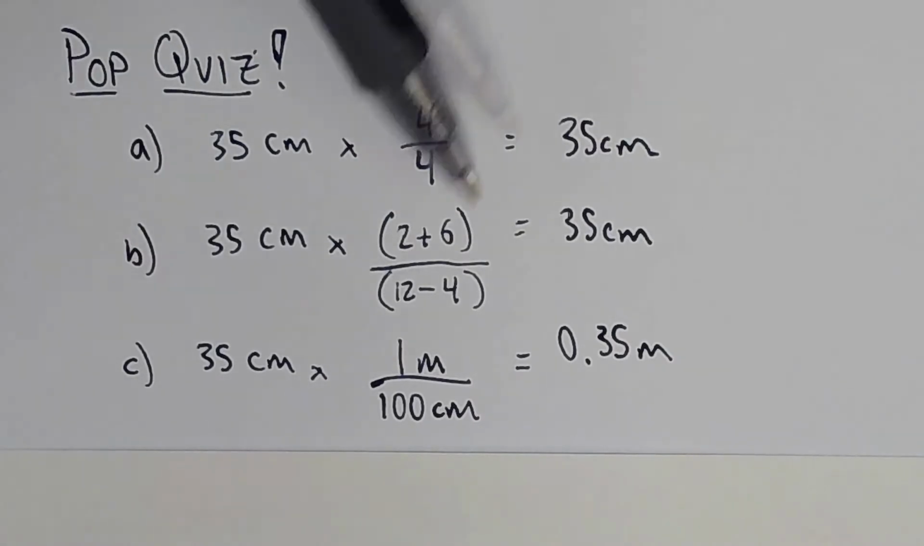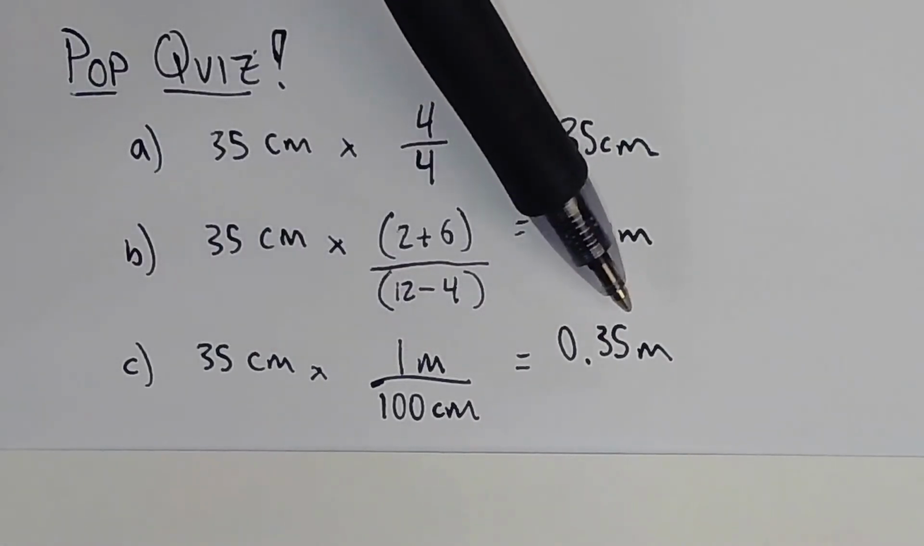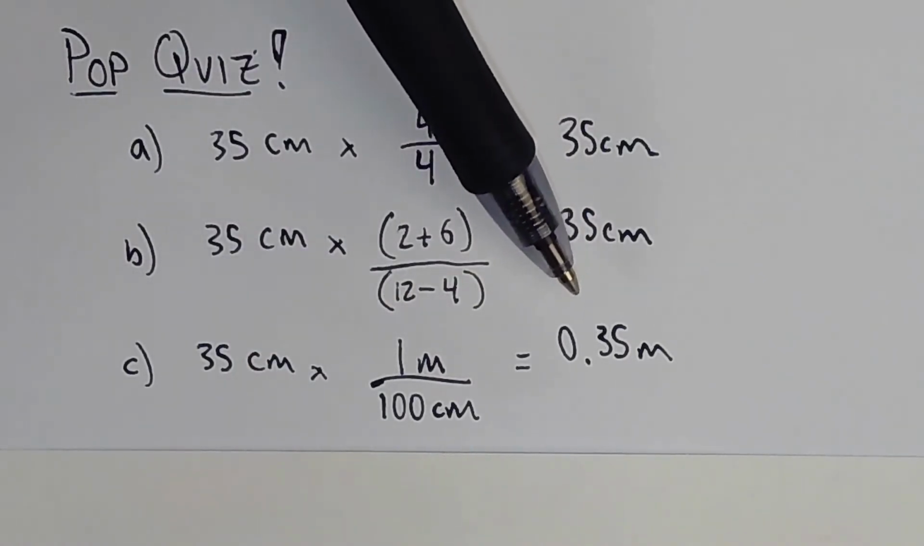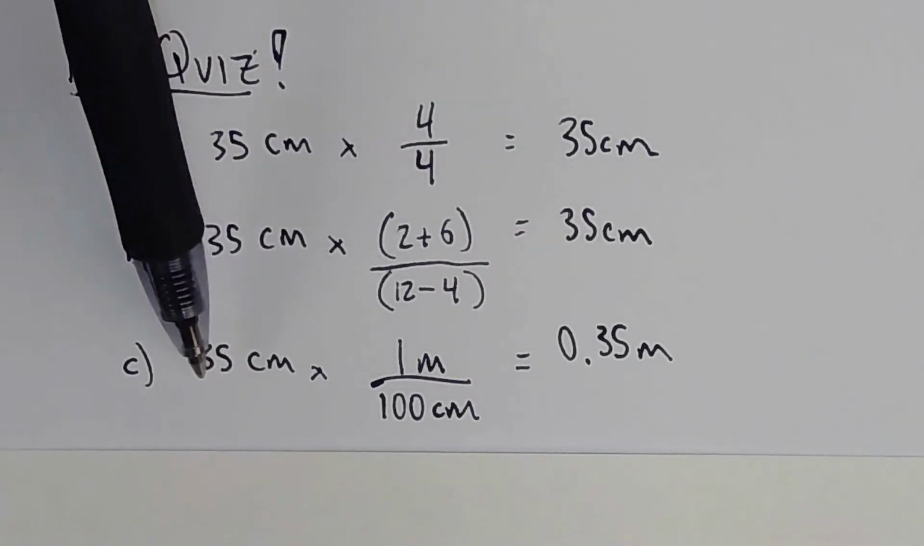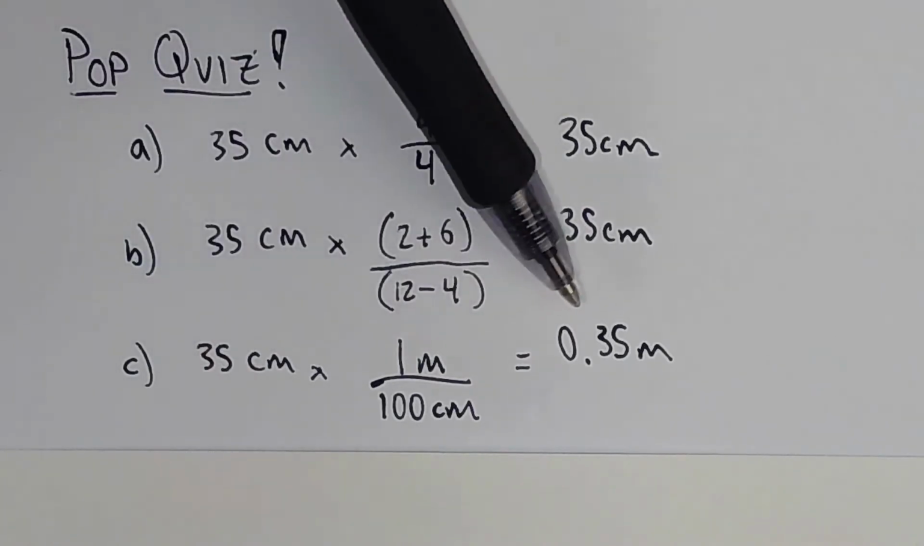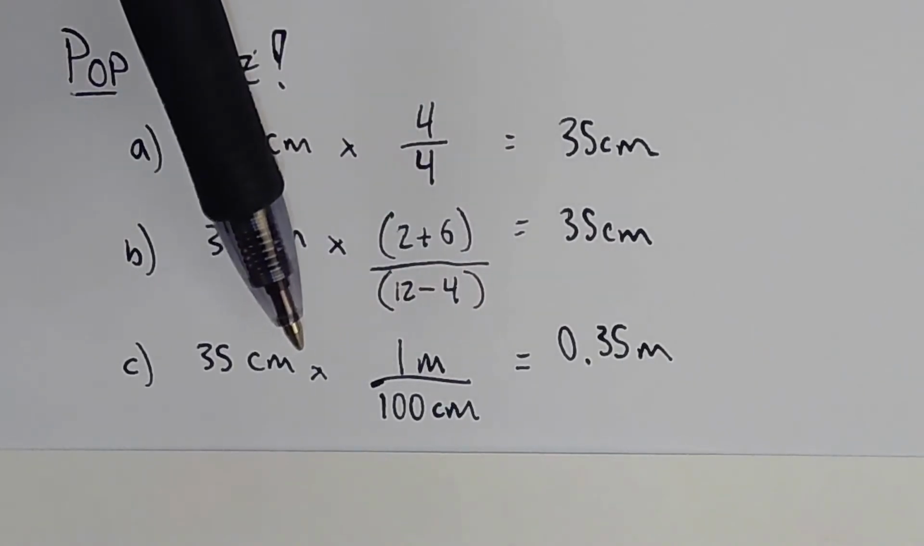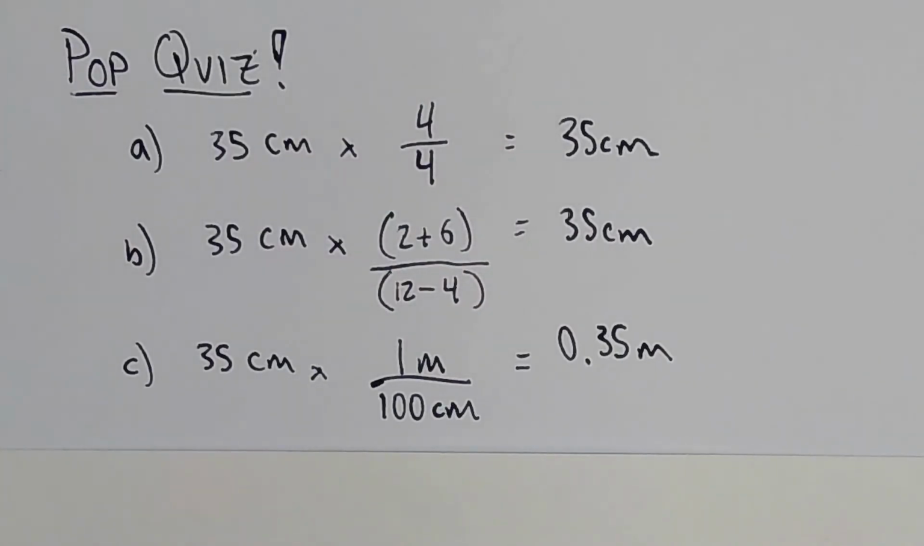Now, we're not actually cheating, because multiplying by 1 does not change the value of the measurement. What's important to realize here is even though this looks different, it is the same value. So effectively, we did multiply by 1 because we're not changing the value of the measurement. 35 centimeters is exactly the same as 0.35 meters. And that's really what I want to emphasize today during this lesson. We are not changing the value of the measurement. We are simply changing the unit, the scale of the unit, however you want to think about it. So it's going to look different.